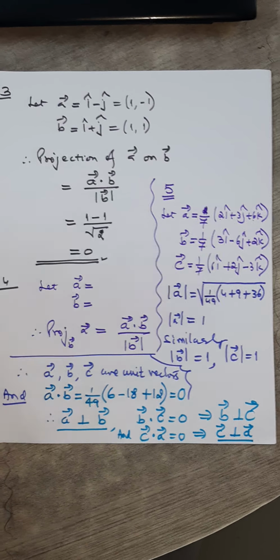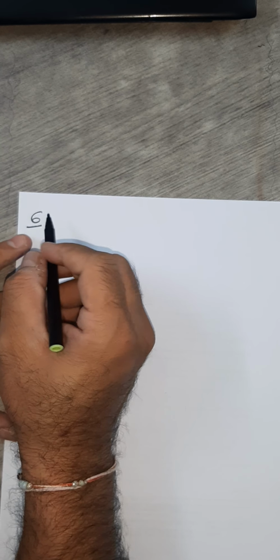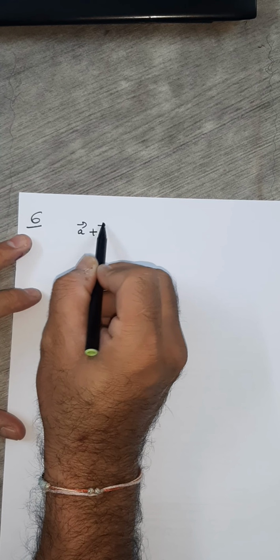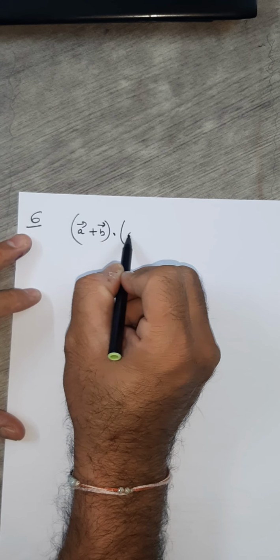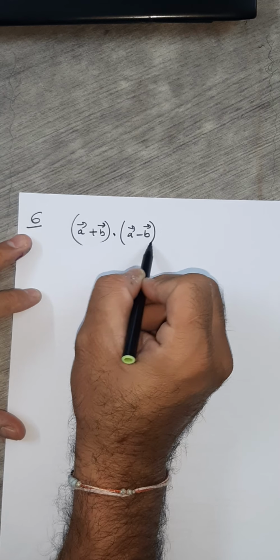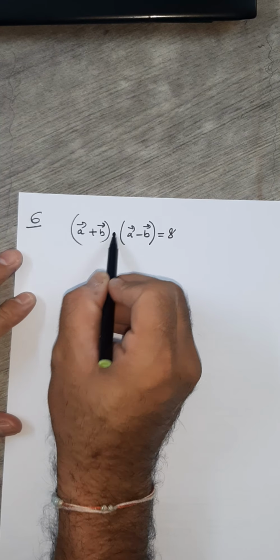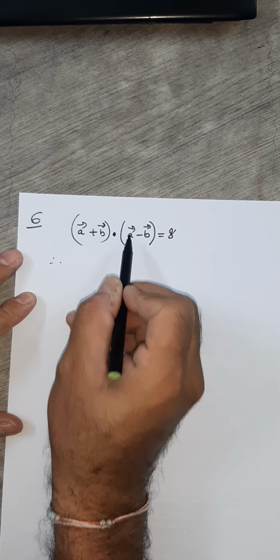The next question, question number 6. Let's do the 6th question. So in the 6th question, find the magnitude of A and magnitude of B. This is the question. You are given this. Equals 8. Now we'll use just the distributive property. See, I'll open the bracket.